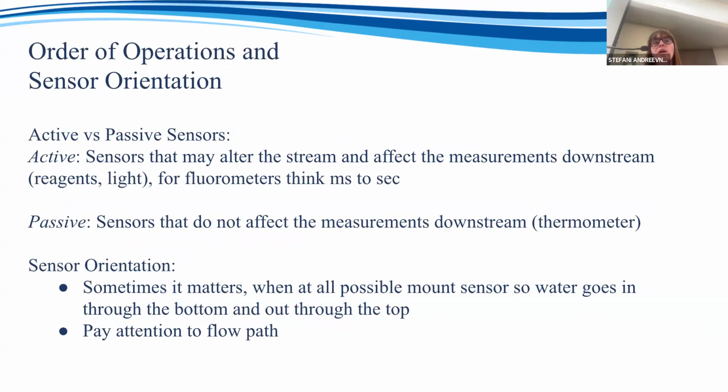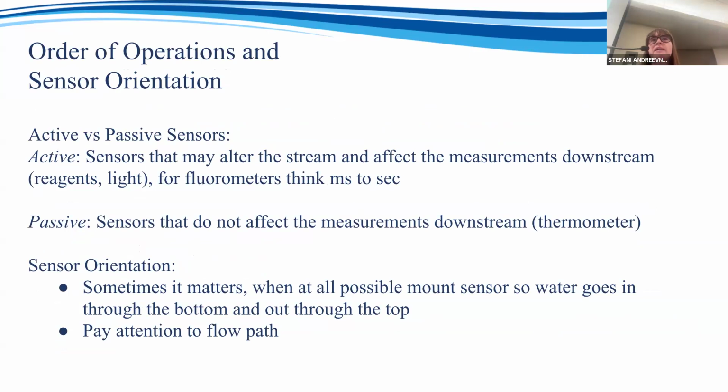Okay, in terms of order of operations and sensor orientation, I'm going to pick up the speed so we can talk a little bit before this ends. We define active sensors as sensors that may alter the stream and affect measurements downstream. So really think about what you have in and what you might be affecting early on. If you have reagents, like an alkalinity sensor in line, or a pH sensor that utilizes reagents, you don't want to send that outflow to another sensor, right? You want it to be on its own path.